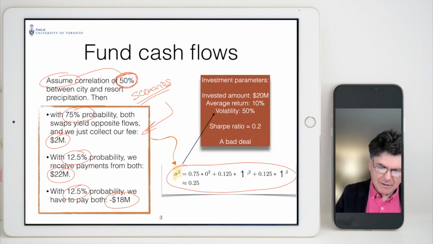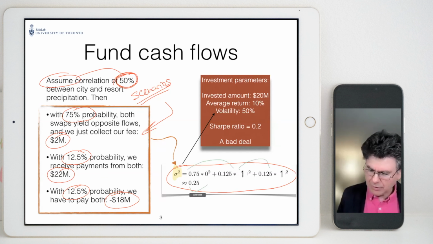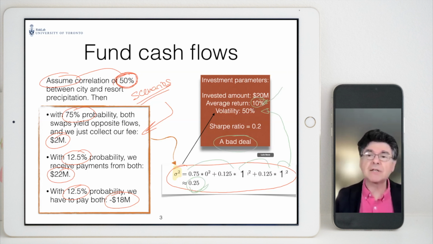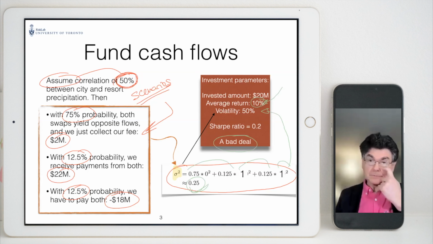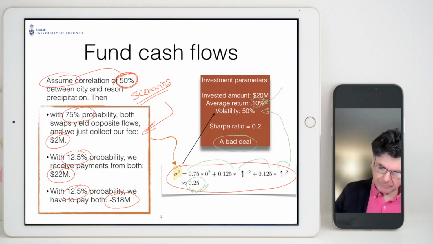And as you can see here, the standard deviation is the combination of three events, 1, 2, and 3. And it gives me a standard deviation of about 50%. And then we use this in the calculation of the risk. We look at the return that we're going to have, and this led to the conclusion that this is a bad deal, and we did not want to do this. The risk is too high.